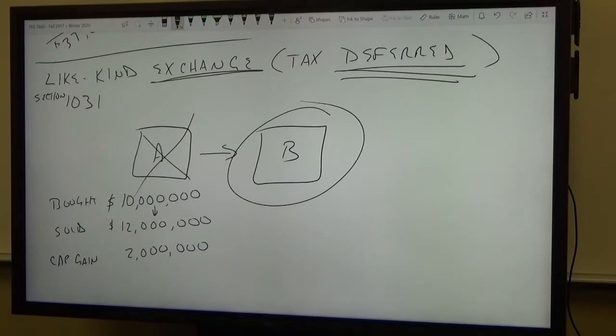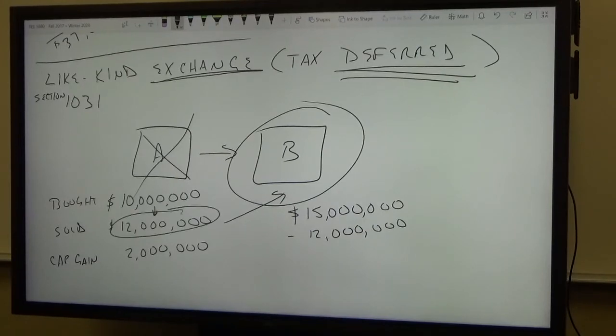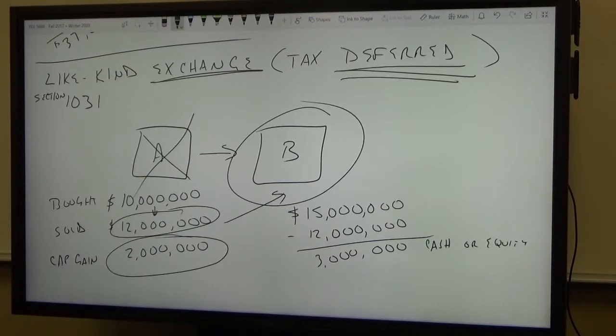Okay, now, so let's say that we roll that into property B, and property B's purchase price is 15 million. So that means that we're basically taking the 12 million from here, putting it toward this, and then that means we've got to come up with, in essence, $3 million of equity or cash. But we defer any sort of tax on the $2 million gain.